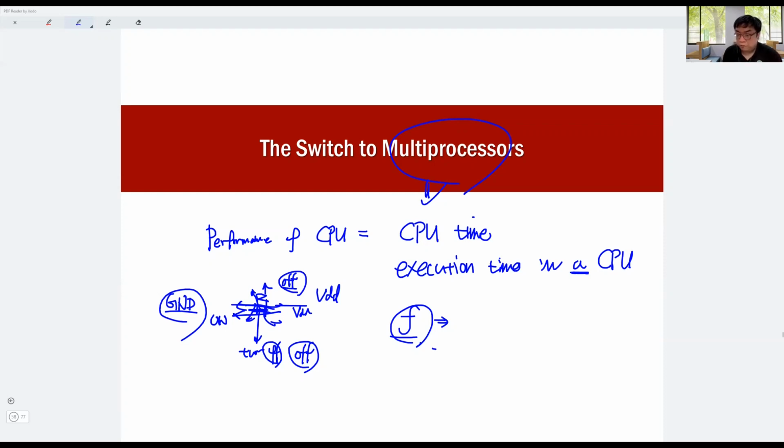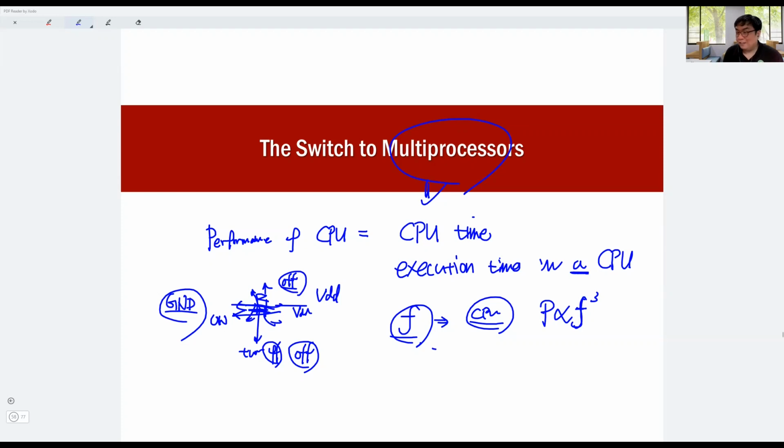It is known that if we double the clock frequency of the CPU, then the dynamic power consumed by this CPU becomes F cube. Okay, and this is very huge. So it's not easy to increase the performance of the CPU by increasing clock frequency, because the cost is also very high.